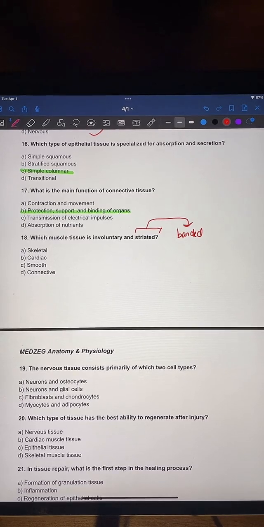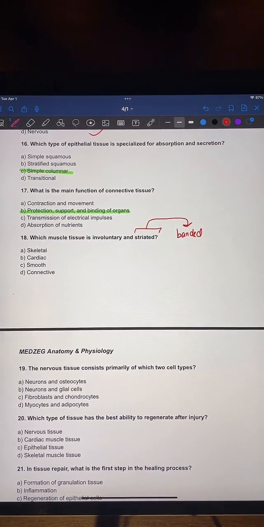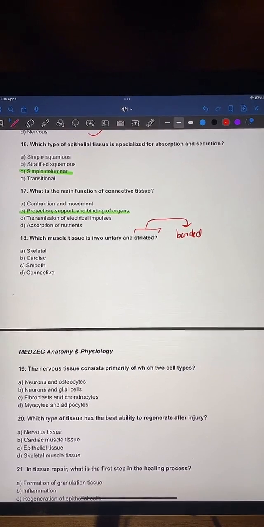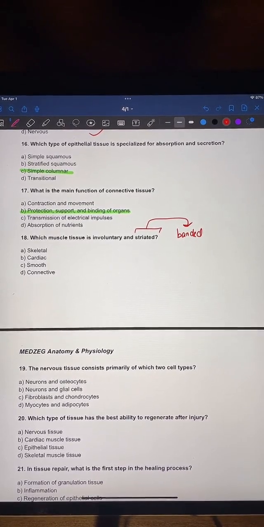Yo, I'm cooked. I had to take the HESI on Thursday. No, you're not cooked. You got this. Definitely lock in for the next 2 days, and you got it for sure.